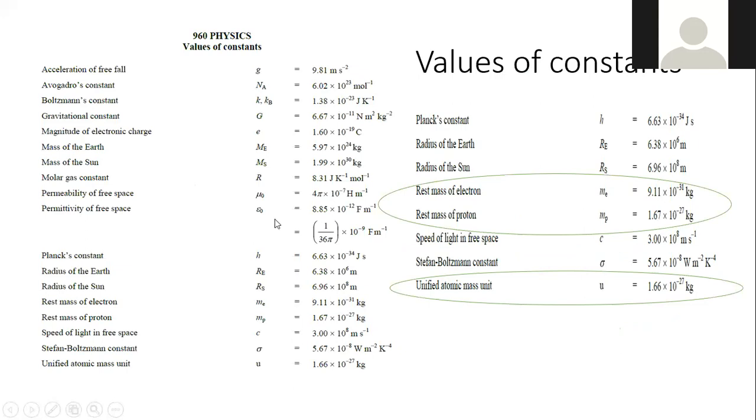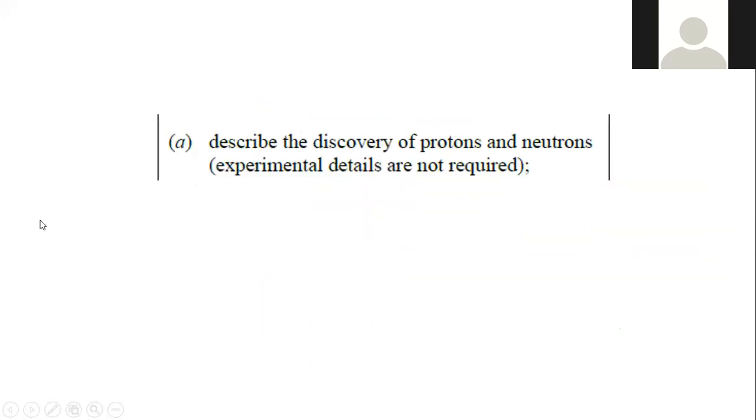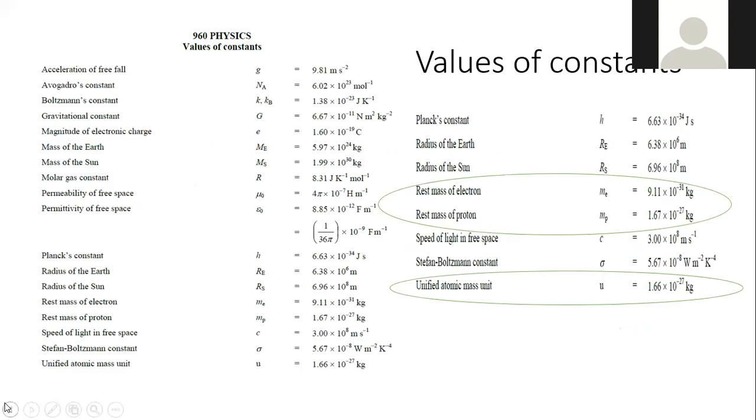Know where your values of constants are. These are the things that we will be using: the atomic mass unit, unified atomic mass unit, rest mass of proton, rest mass of electron, speed of light.